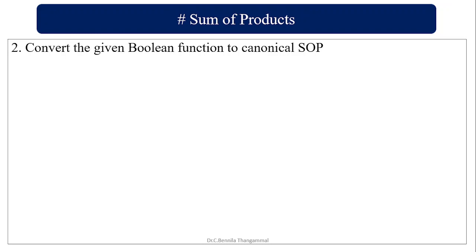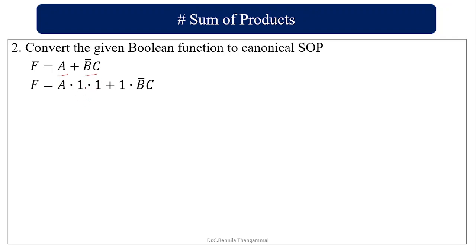So one more problem. Convert the Boolean function into a canonical SOP. F is equal to A plus B bar C. Here, how many Boolean variables? You have 3 Boolean variables A, B and C. So here in this term B and C is missing. In this term A is missing. So I have identified that, and then I have replaced that one by 1.